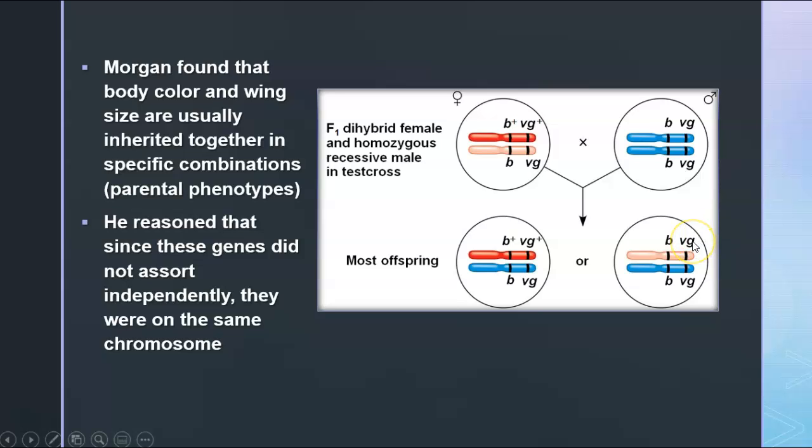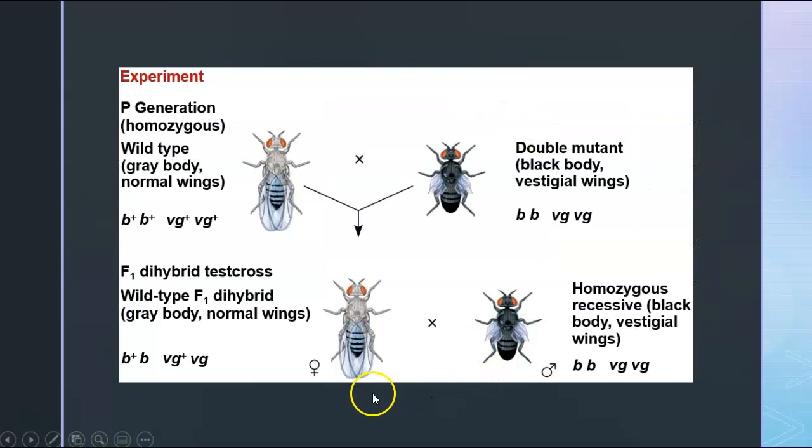VG stands for vestigial, and so those are basically small wings. There are some other traits related to wings as well, but this particular one he's talking about is the body color and the size of the wings, whether they are normal size or vestigial. And so here we have the first cross. The wild type has a gray body and normal wings, and then we have a double mutant here that has a black body and vestigial wings.